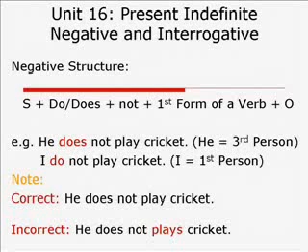For example, he does not play cricket, so this is correct. You can see that we have not added s or es with play, but in correct form, he does not plays cricket. This is completely wrong, so just be careful about that, not to add s in negative sentences if you have third person singular as a subject.